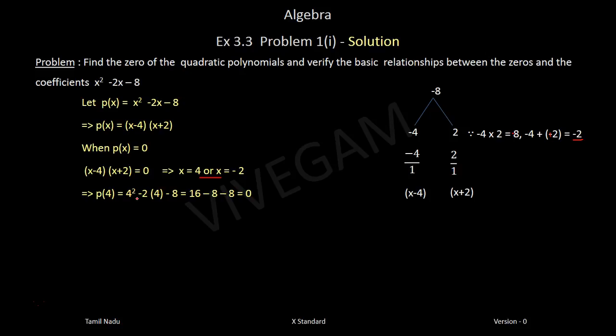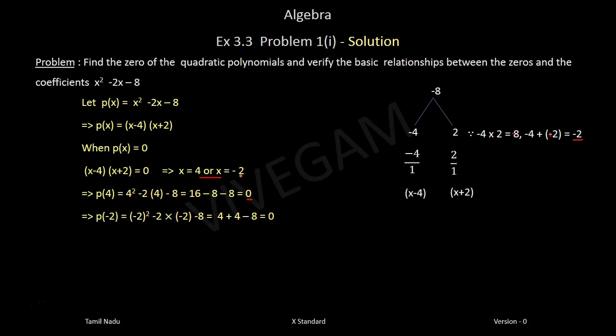What is p of 4? Substitute x is equal to 4 in the polynomial. So it is 4 square minus 2 into 4 minus 8. So 4 square is 16 and 2 into 4 is 8, and then this is minus 8. 16 minus 8 minus 8 is 16 minus 16, that is 0. So x is equal to 4 is a zero.